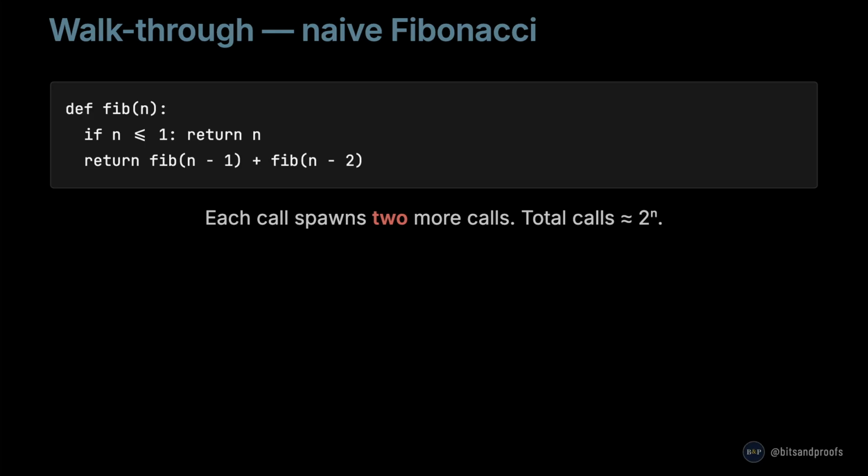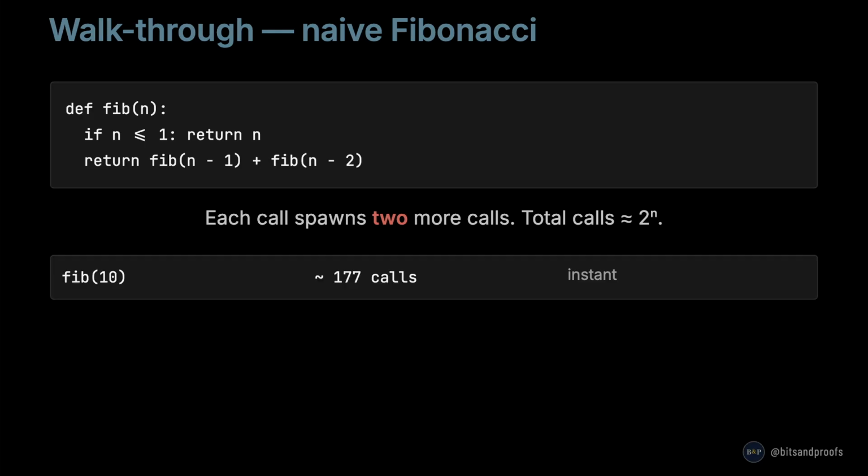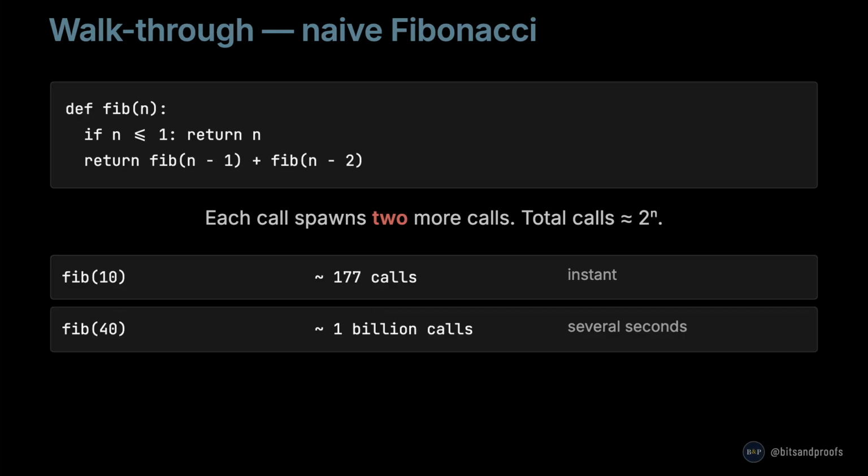Let's see what that means in practice. Fib of 10, about 177 function calls. Your machine handles this instantly. No problem. Fib of 40, about 1 billion function calls. Now we're talking several seconds, possibly minutes, depending on the machine. The recursion tree has exploded.